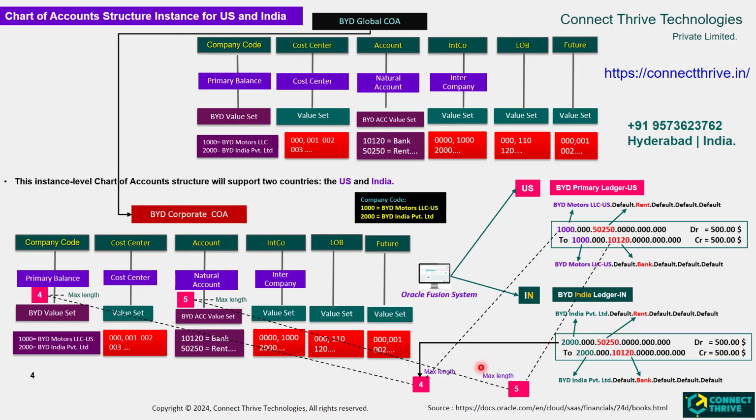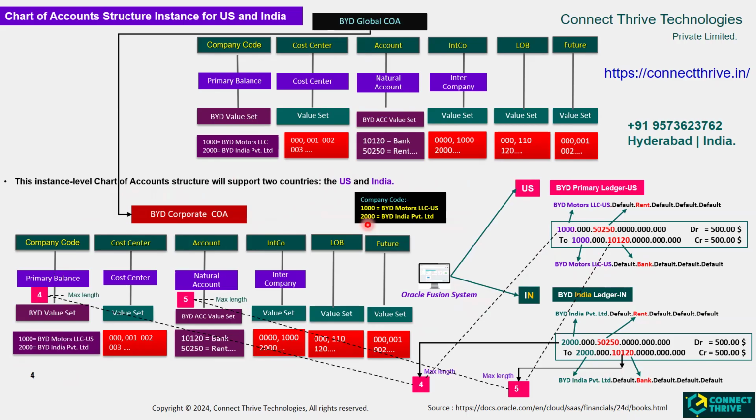India is also representing the same maximum length, because while creating these two primary ledgers, we mapped this instance level chart of account structure. There it is associated with the value set codes and value set values. So this instance level chart of account will fulfill the US and India related business requirements to book the transactions. By using this, we can run any reports. So this is for the global level structure. By using this global level structure, we can create instance level chart of accounts for US and India. Now this is for US and India.